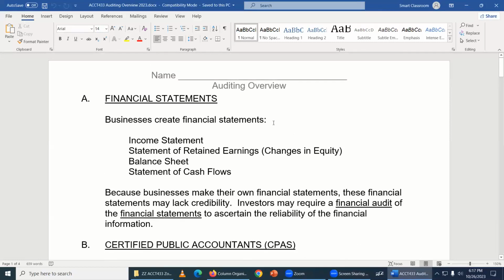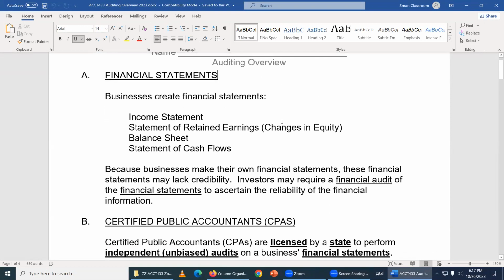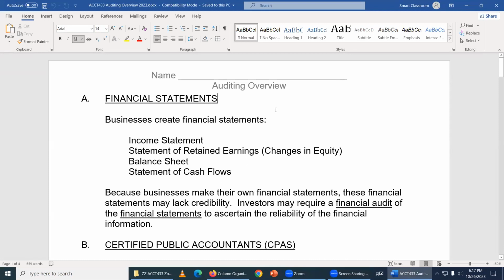I know some of you have had auditing, some of you have not. So I'm just going to go over a little bit of the basics of auditing and what we're going to talk about. Okay. So here, we're talking about financial statement audits.